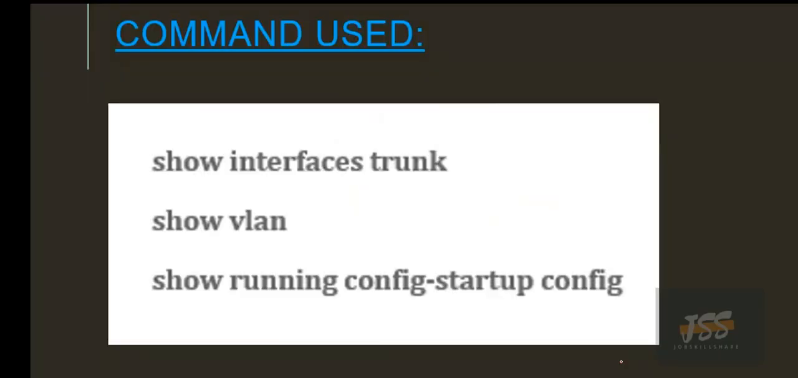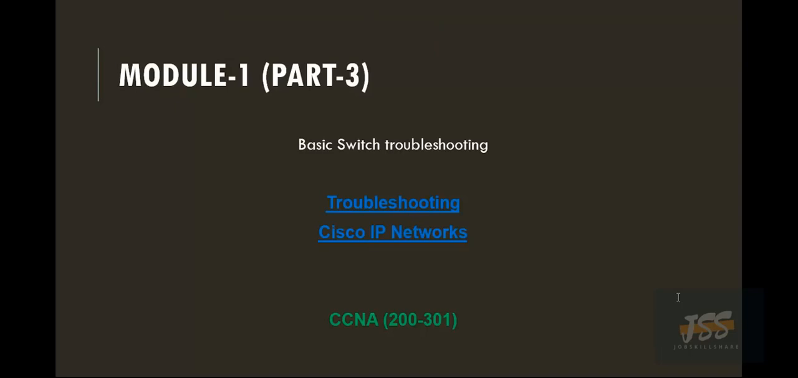So these commands were used to troubleshoot our lab: show interfaces trunk, show VLAN, and most importantly, show running config and startup config. This is module 1 part 3, and we are going to discuss the basic troubleshooting of the switch. Our module comprises troubleshooting Cisco IP networks, and we will be dealing with the troubleshooting aspect of a Cisco switch on the local area network.